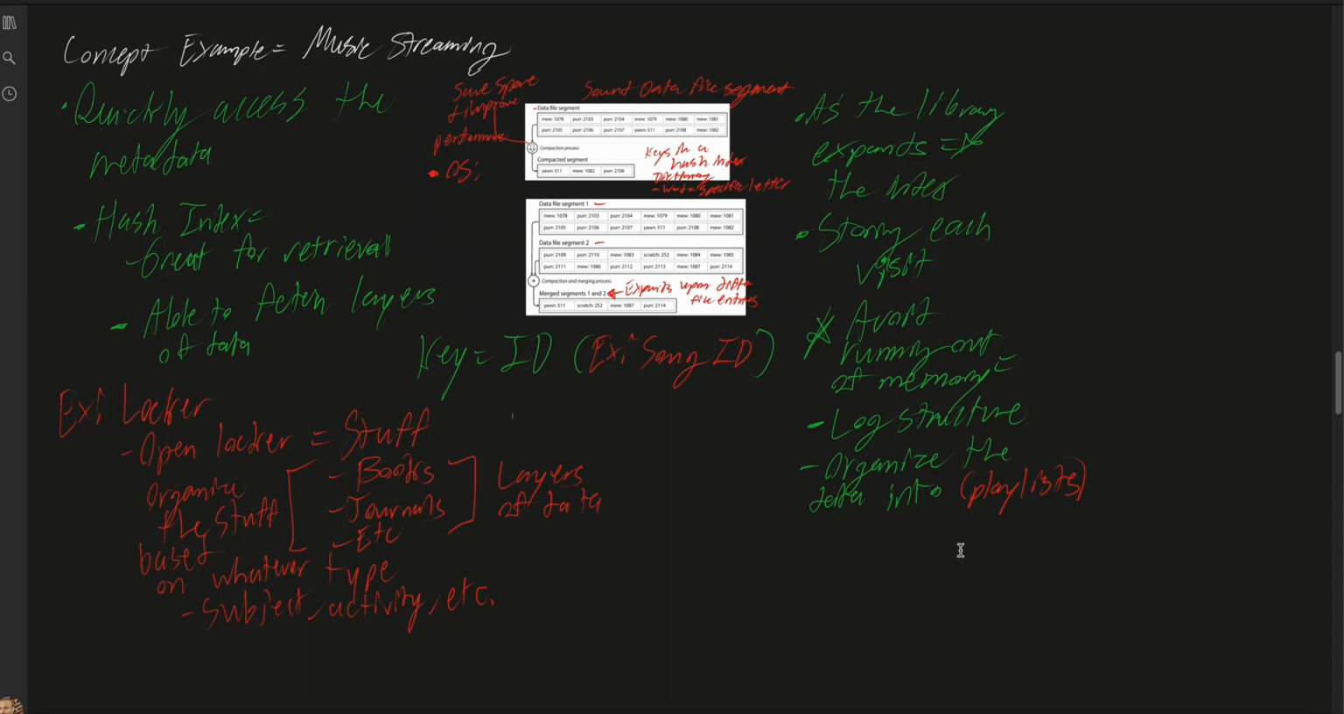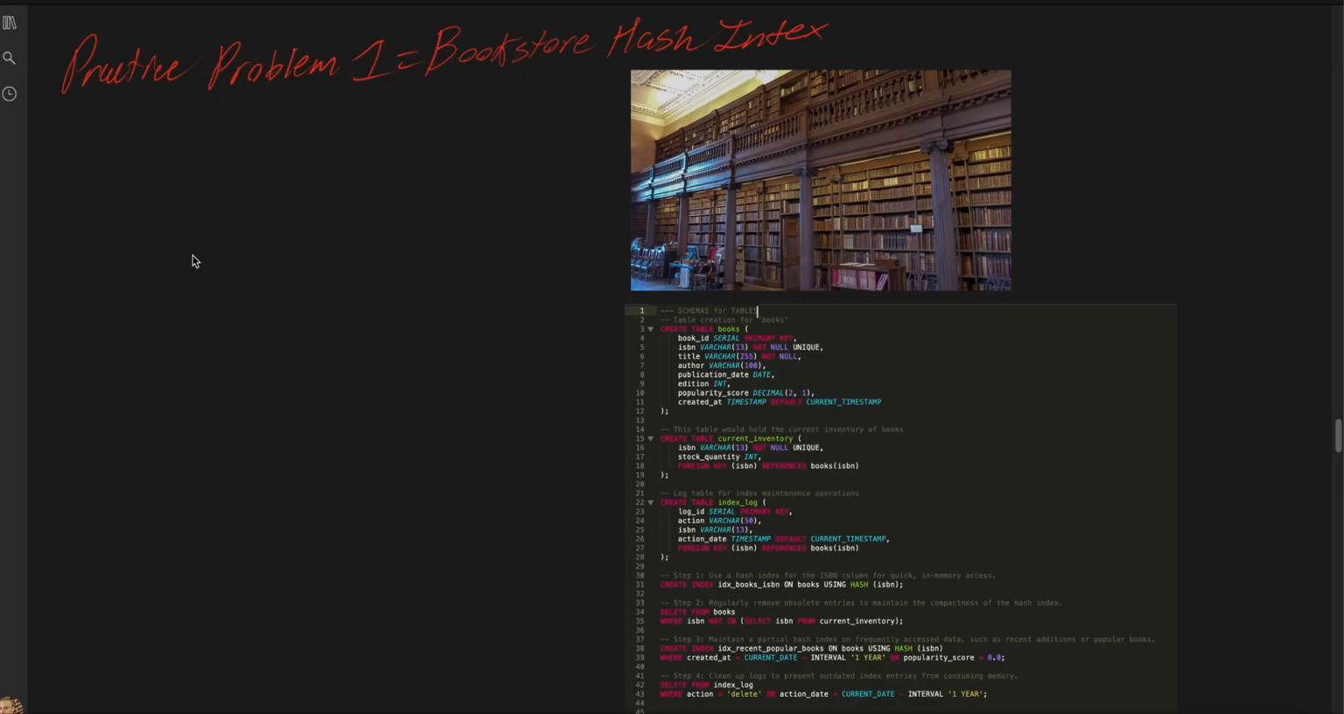So this was our concept example. Feel free to take a screenshot of this one. And let's move on to our first practice problem. And now let's go over our first practice problem. In our first practice problem, we're going to be looking at a bookstore hash index, namely.